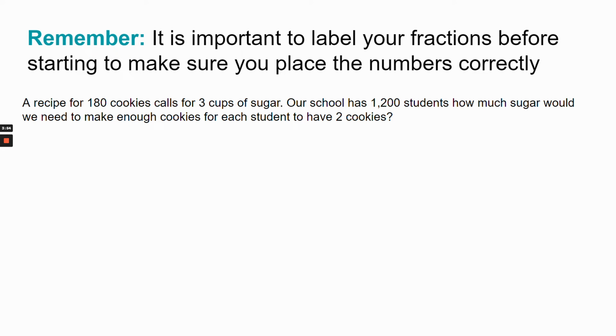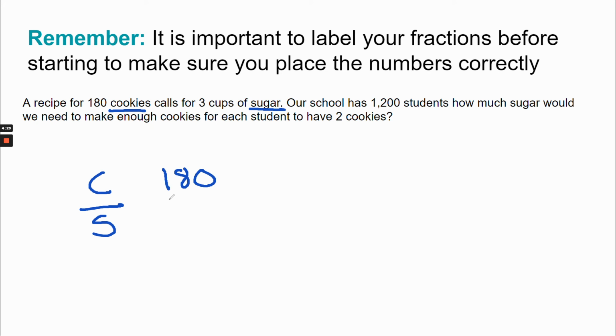Our last problem asks us, a recipe for 180 cookies calls for 3 cups of sugar. Our school has 1,200 students. How much sugar would we need to make enough cookies for each student to have 2 cookies? So the things that we're comparing are cookies and sugar. So we're going to label cookies and sugar. Our cookies are 180. And for that, we need 3 cups of sugar. I know how to place it because I put my labels.